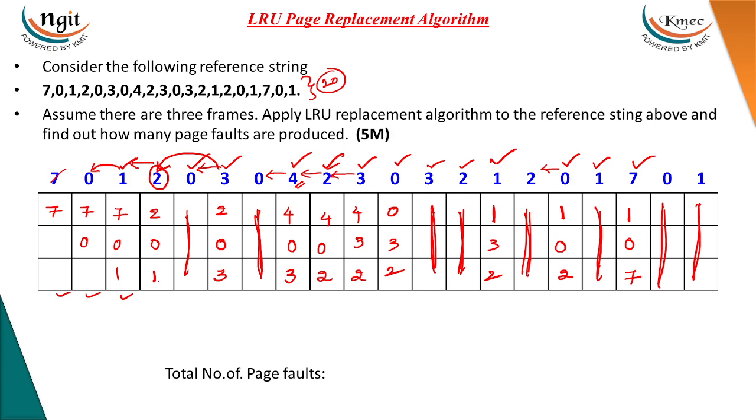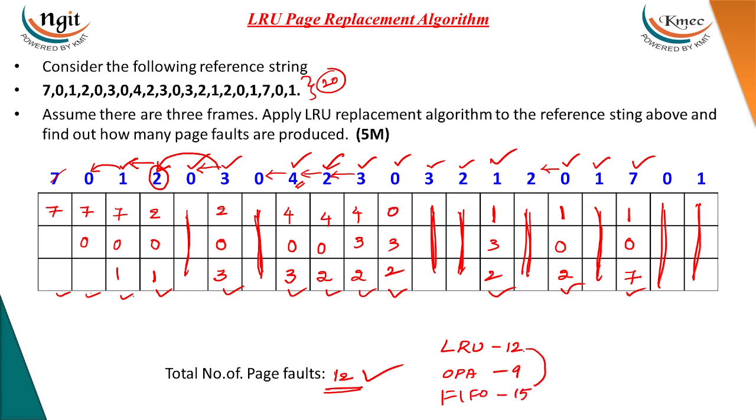Now look at the total number of page faults: 1, 2, 3, 4, 5, 6, 7, 8, 9, 10, 11, 12. The total number of page faults is 12. So with least recently used, with the same reference string, we got 12 page faults. With the optimal page replacement algorithm we got 9, and with FIFO we got 15. So least recently used came near to the optimal page replacement algorithm.